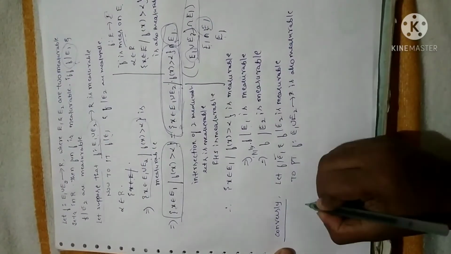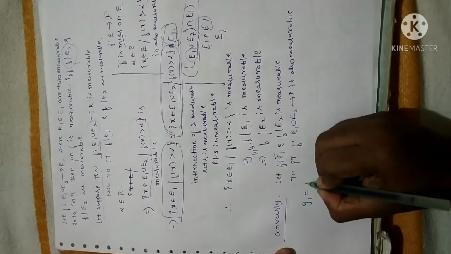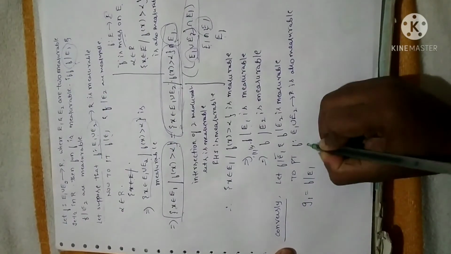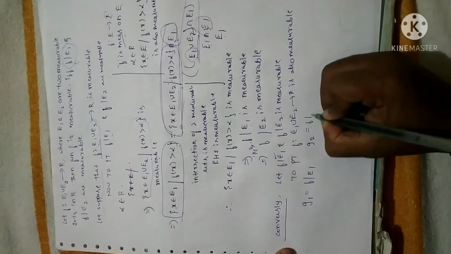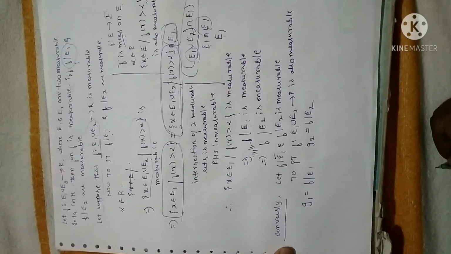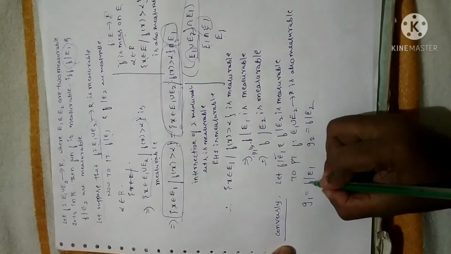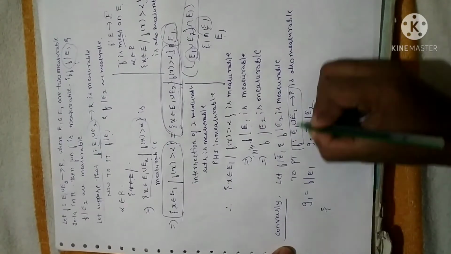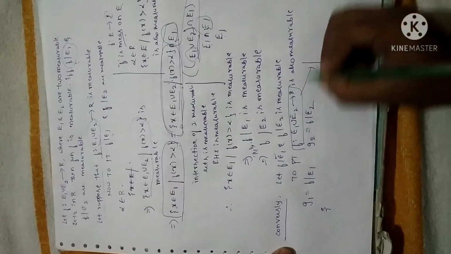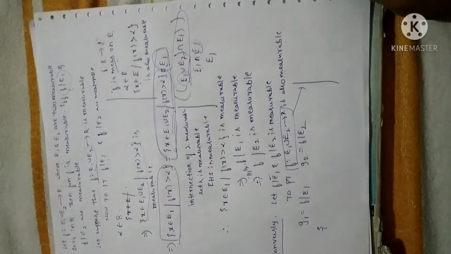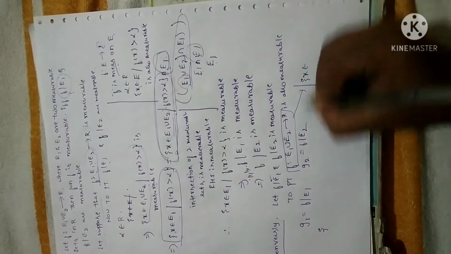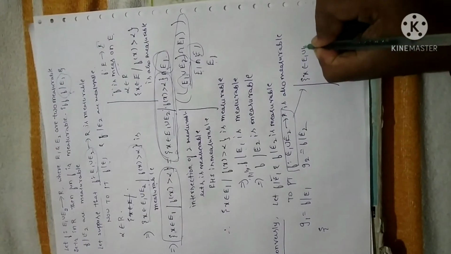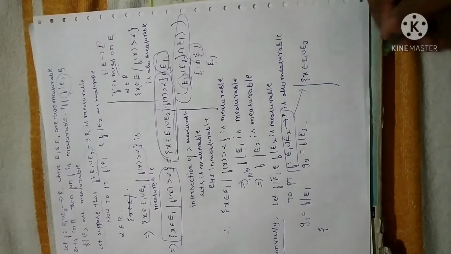So let me denote G1 as f restricted to E1 and G2 as f restricted to E2. Fine. Now you can clearly note that I have to prove this is also measurable. Now I have to prove, let me write here E1 union E2, as per the definition of a measurable function. In order to prove this on E1 union E2, it is just for your reference what we have to prove.